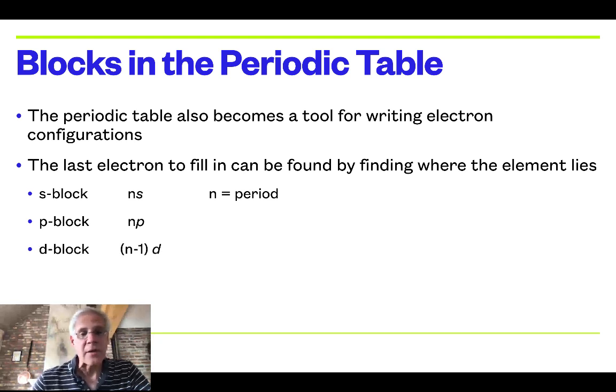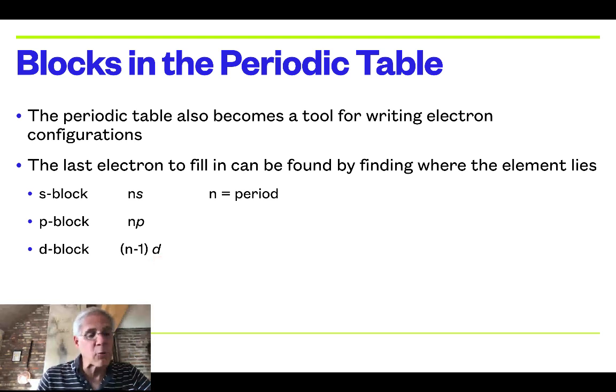The D block. Now the D block comes in a little bit late because it comes in after the 4s, and so we have to subtract 1 from the period, from the periodic table. Those are the numbers on the left-hand side of the periodic table. They fill in as 1 less, and then the D.